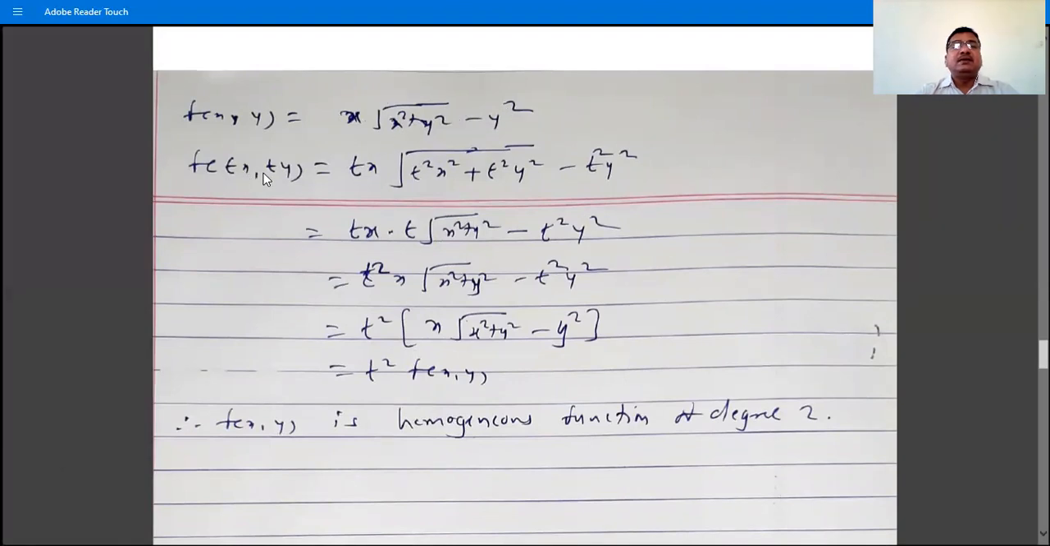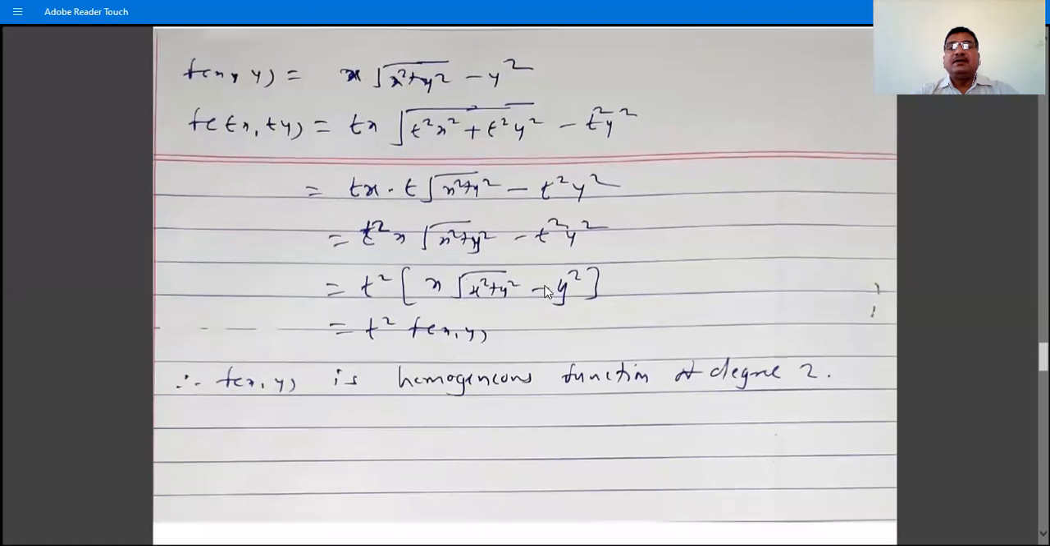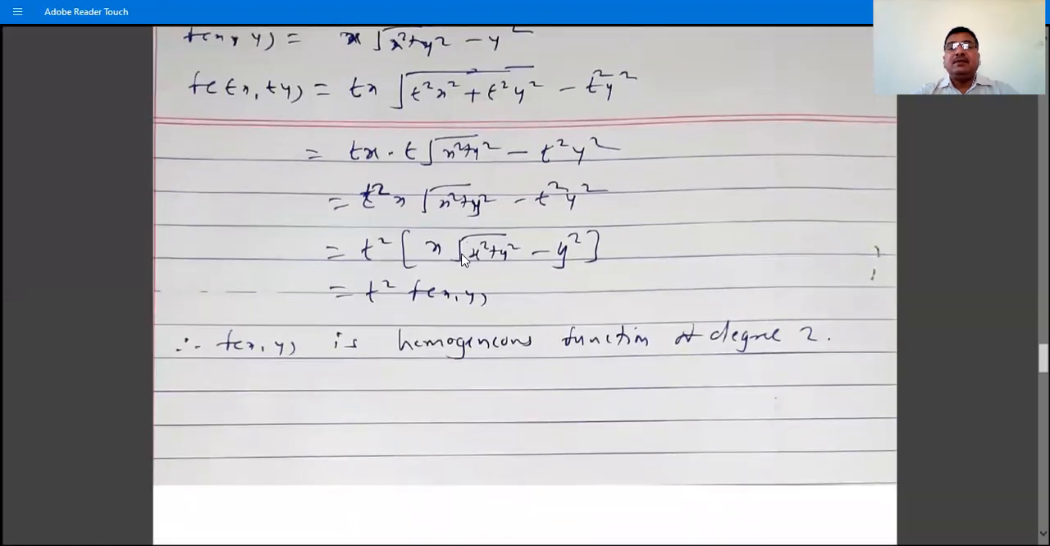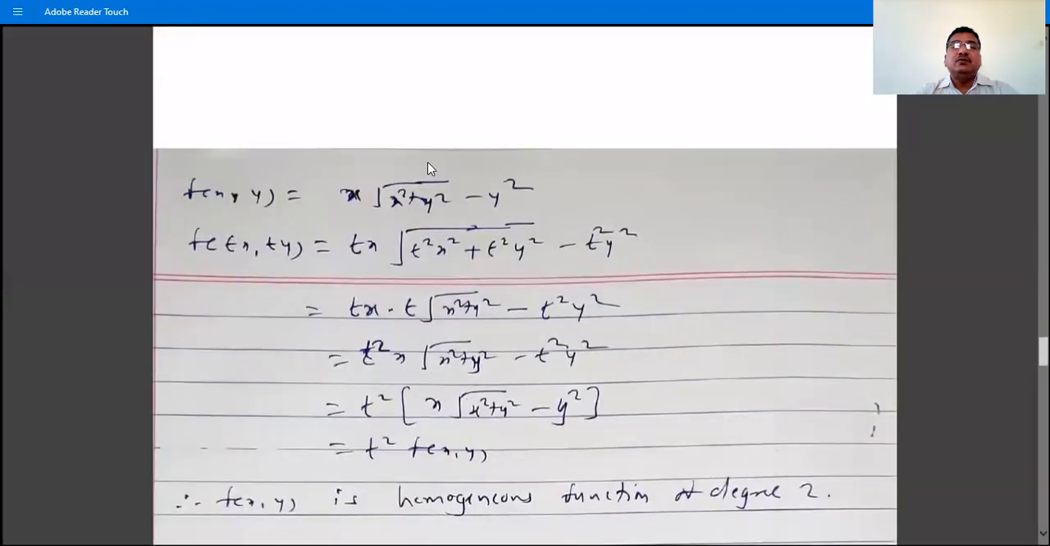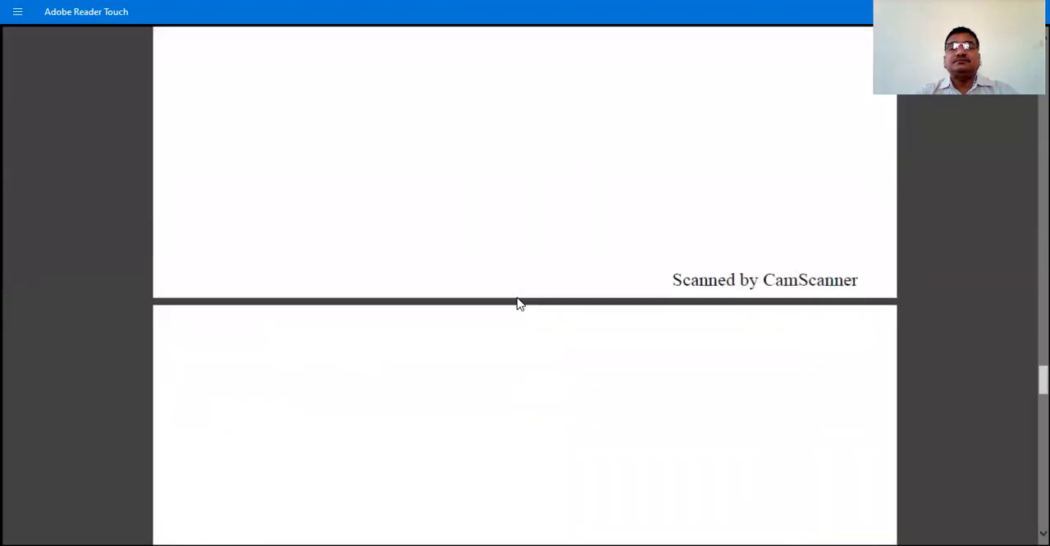So we can check: find f(tx, ty), which is tx root t square x square plus t square y square minus t square y square. Then take t square common from this root. We have t outside the root into x square plus y square, and t into t is t square, x root x square plus y square. Then take t square as common. So we have x root x square plus y square minus y square, and this is f(x,y). So f(tx, ty) is expressed in the form t square f(x,y), and therefore this is a homogeneous function of degree 2.